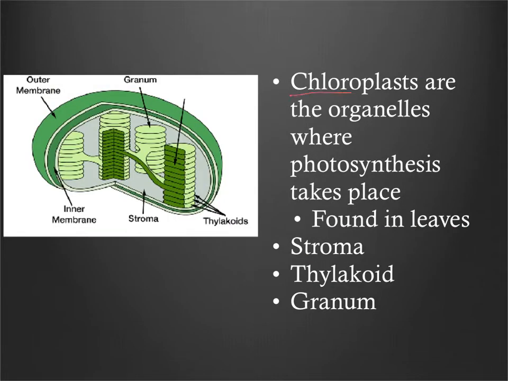So a chloroplast is a membrane-bound organelle in plant cells where photosynthesis takes place. It's found in the leaves, and there are three main parts of it. The stroma, which is this fluid-filled space all around these stacks. The thylakoid membrane, which are these individual membrane-bound stacks. I call it a stack of pancakes, or poker chips, whatever. These stacks of thylakoid membrane are called granum or grana. And this is where photosynthesis takes place.